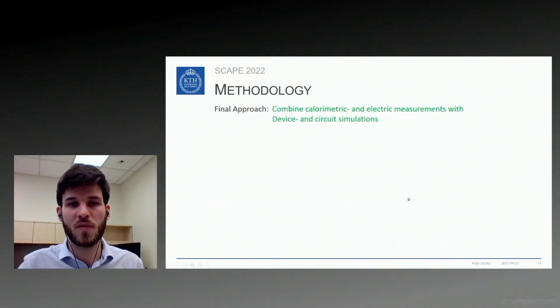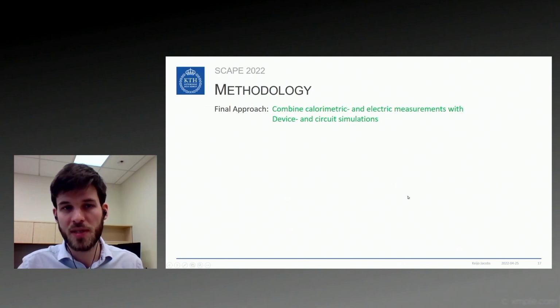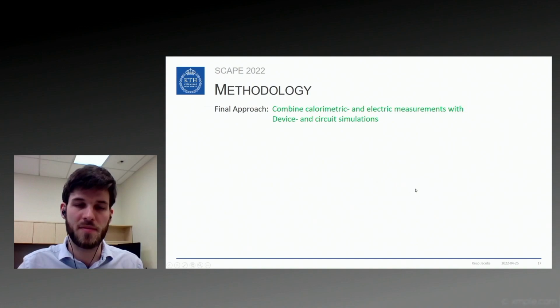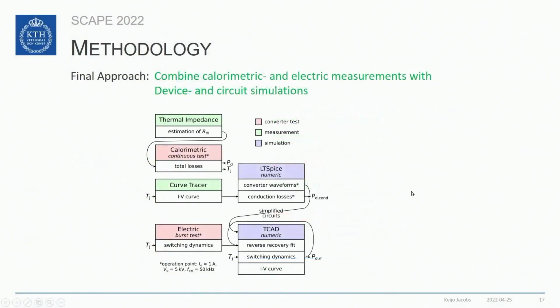The final approach was therefore to combine calorimetric and electric measurements with device and circuit simulations. This is shown here. Just to go through it very quickly, we ran a converter test, which is a calorimetric test. We measured the increase of the temperature and then deducted the total diode losses and the junction temperature of the diode. We could use the junction temperature in the operation point then to do IV curve measurements at the specific temperature. Feeding the IV curve measurements into an LTspice simulation, we could get our conduction losses.